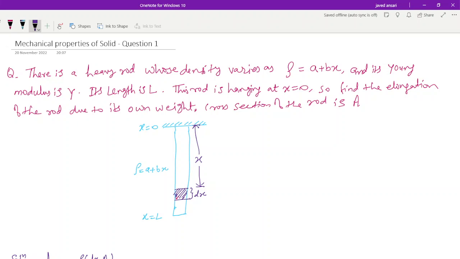Now let's consider this part. What is going to be the weight attached to this lower portion? If the upper part is x, this lower portion will be L minus x. This dx is very small. Actually this will be L minus x minus dx, but since dx is very small, you can neglect it. So effectively it will become L minus x. Now you can treat the system like this.